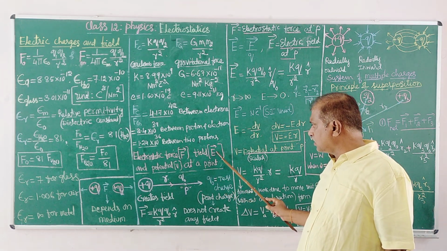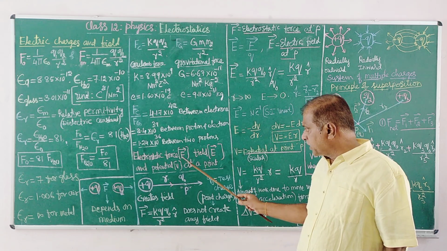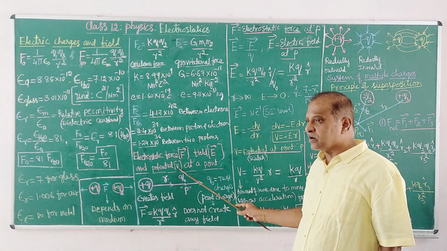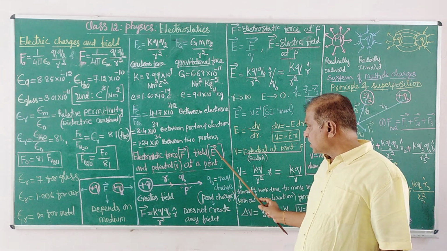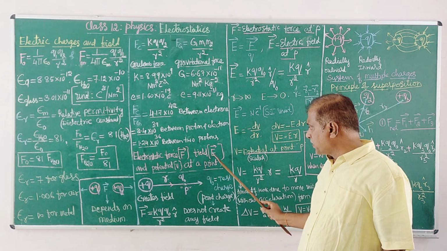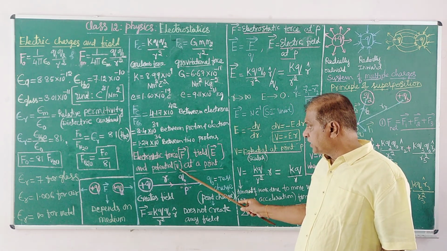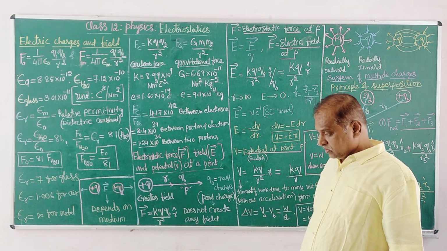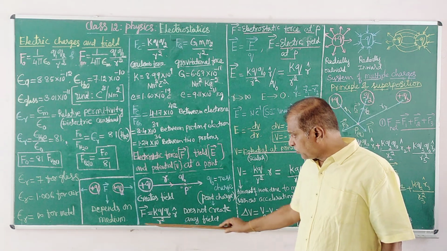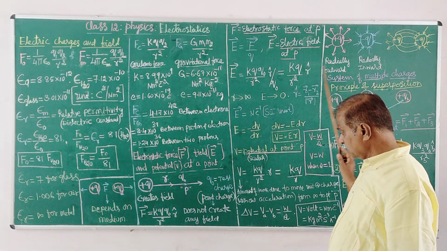F and E are vectors. They have both magnitude and direction, but potential has only magnitude. Potential has no direction. It is a scalar potential. The others are directional vectors: F, capital E, and V. We need to understand the meaning of these terms in electrostatics. At every point in the electric field we can define these, whether it contains a single charge or multiple charges.